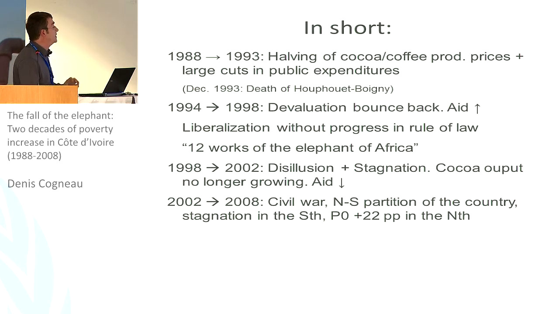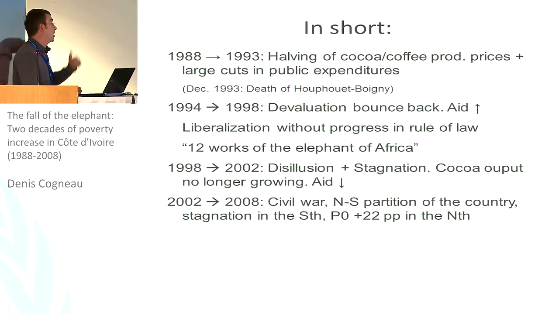So between 1998 and 2002, we reached a kind of disillusion with respect to the previous period, with the stagnation of cocoa output that no longer grows and aid inflows decreasing. I have to recall that in 1999 we had a first coup d'état, a first coup by General Gueï, so the civil war actually began in 1999.